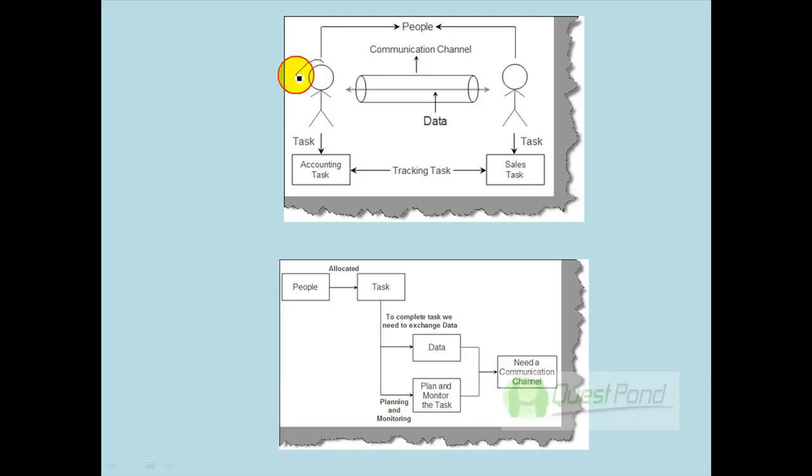We have people in the organization, right? Must be accountant, CEO, sales manager, etc. And these people want to communicate, so they need a communication channel. So we have people, we need a communication channel because we want to communicate data. So we have people who want to communicate data, and for data we need a communication channel.